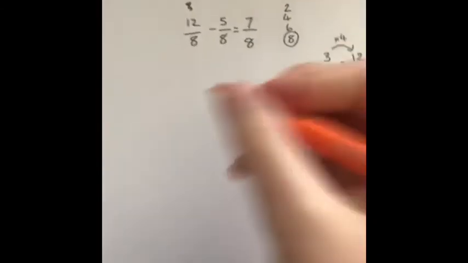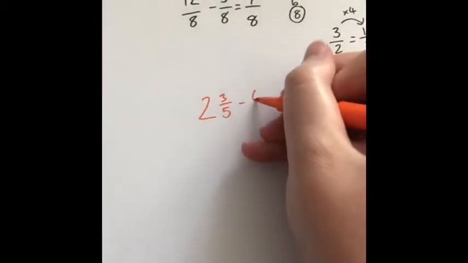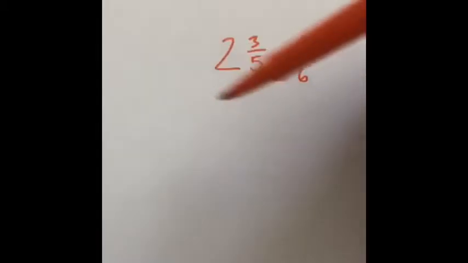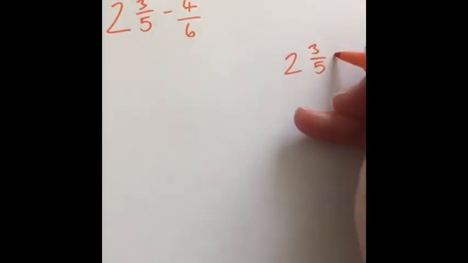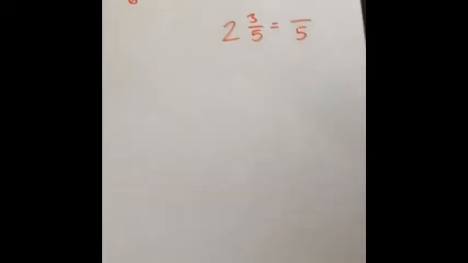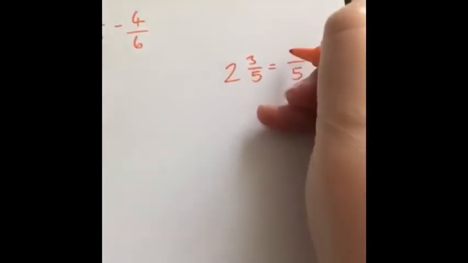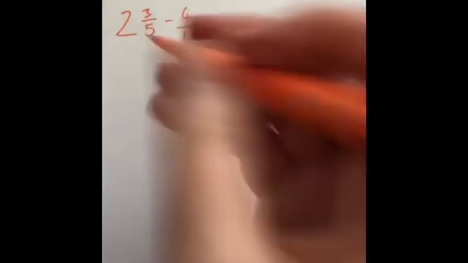Okay, so another one we'll have a go at. Change my colour pen. Let's have a go at 2 3/5 take away 4/6. So we notice that we've got a mixed number here, so we need to change that into an improper fraction. So over here, 2 3/5. I know my denominator is going to be 5 because it's still split up into 5s. I've got 2 lots of the 5. So 5, 10, plus the extra 3 parts, so I've got 13 parts. So my 2 3/5 becomes 13/5.